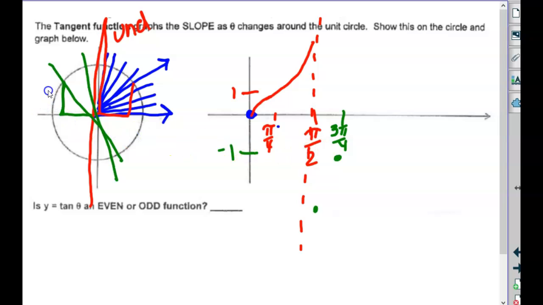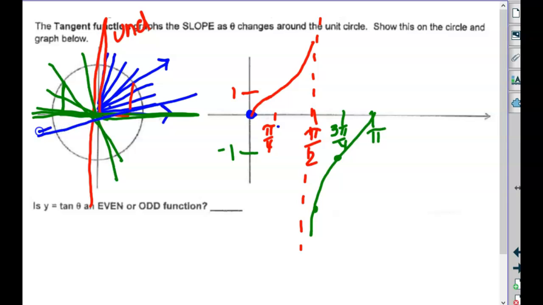And then we keep getting less and less slope until it gets back to what at pi? 0. So the slope is decreasing until it gets to 0. Now, that's one period right there, because anything down in this quadrant is the same slope as what we already saw over in the first quadrant, right? They're all just extending those lines.